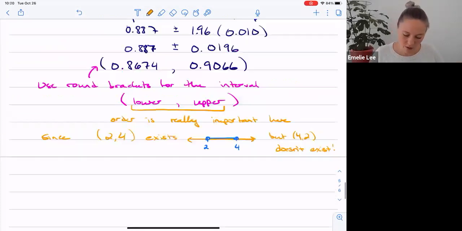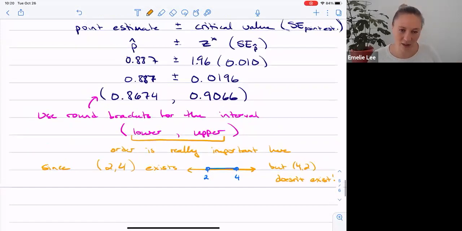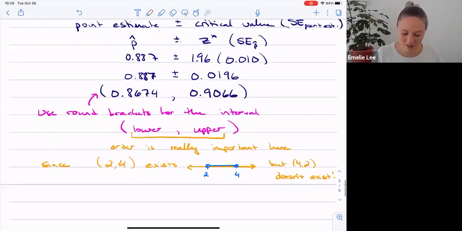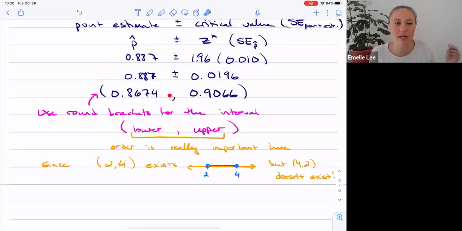What I would love for you to do is take this interval and try to interpret it. You might have to refer back to the actual example from last day. It's in the textbook too. Try your interpretation, and that's where we'll start on Thursday. If you have any questions, let me know. Otherwise, see you Thursday.